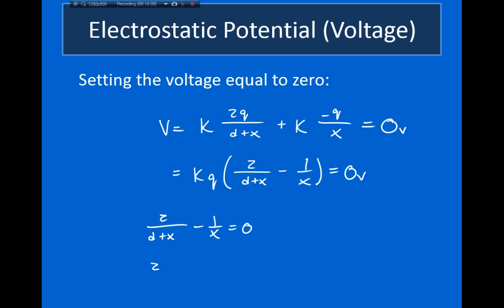If I do that, over here I'm going to have 2x, and on this side I'm going to have d plus x. Actually, I'm sorry, it's minus the quantity d plus x. So I'm going to have x minus d is equal to 0, so x is equal to d. So this is the other place where the voltage is going to be equal to 0.